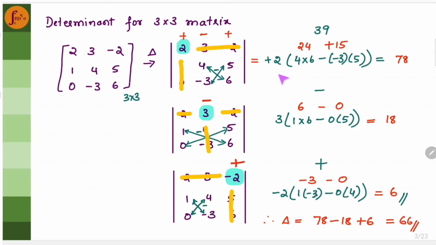So now with the first element, you have 78 as the answer. The second element has 18. The third is 6. Now you'll do 78 minus, because there is a minus for the second element, 18, and then the third element as plus. So 78 minus 18 plus 6 gives 66. So 66 is the determinant associated with this particular matrix.